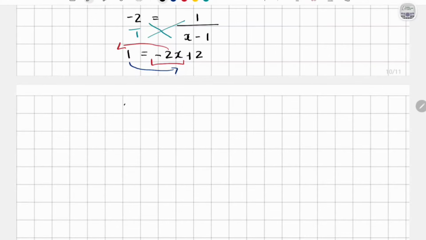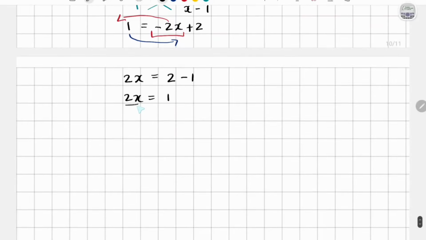So we have +2x now is equal to, and we still have a 2 here, so 2, and we took this 1 over, we're taking it over, so it becomes a -1. So 2x is equal to 2 minus 1, which is 1. Then if you divide both sides by 2 to solve for x, x is equal to a half.